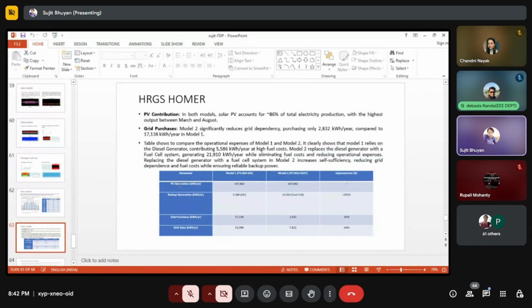Then here PV power generation for module 1, PV power generation of module 2. Then here battery backup generation of module 1 and backup generation of module 2. You can see module 2 is better than module 1. In module 2 I have used green hydrogen or fuel cell, and in module 1 I have used the diesel generator. See, 292 plus improvement will be there in module 2, right? Then here, grid purchase is more than in module 2, right? So in module 1, we purchase from the grid. In module 2, purchase is less.